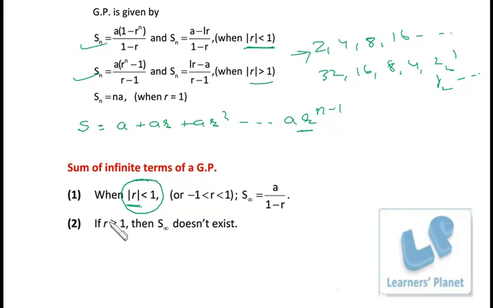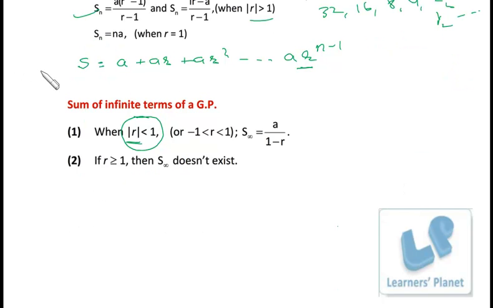Okay, now how do we do that? We have already explained this formula. The sum of n terms is a(1 minus r^n) upon 1 minus r, right?